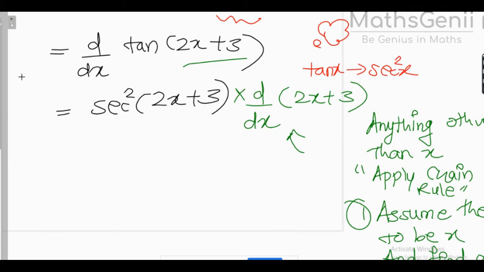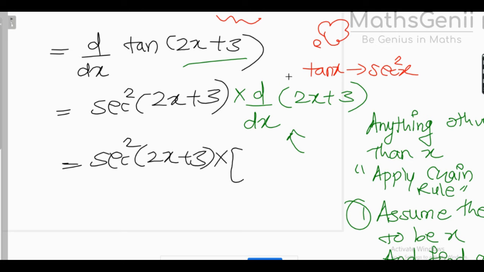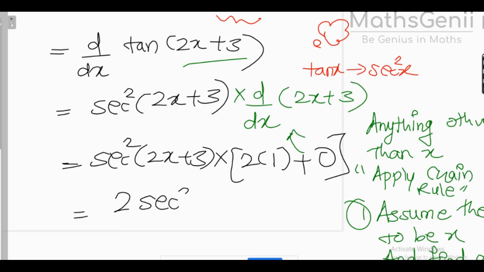So let's find the answer quickly. This will remain as it is. We have already found this out. And what is the derivative of 2x? 2 is in multiplication, 2 is a constant. So what is the derivative of x? Derivative of x is 1. Plus, what is the derivative of 3? The derivative of any constant is 0. So you have 2 ones are 2, 2 plus 0 is 2. So 2 sec square (2x plus 3) is your answer.